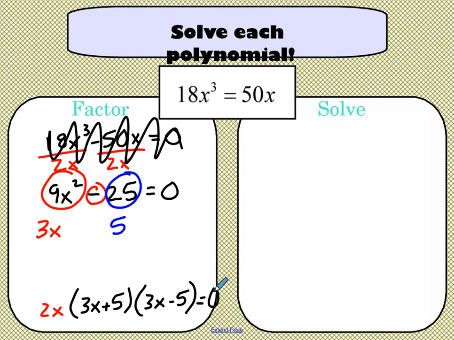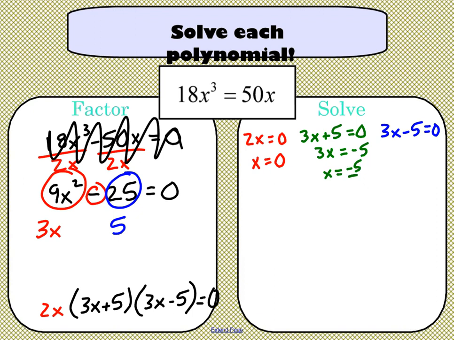My first one is going to be 2x equals 0. Then I'll have 3x plus 5 equals 0. And I will have 3x minus 5 equals 0. So I'm going to solve all 3 of those. First one, I divide both sides by 2, so I get x equals 0. Second one, I'm going to subtract 5 on both sides, so I get 3x equals negative 5. Divide by 3, you get x equals negative 5 over 3.